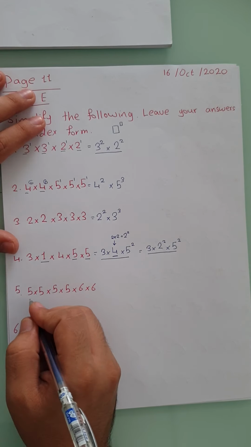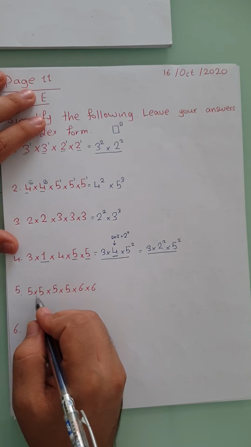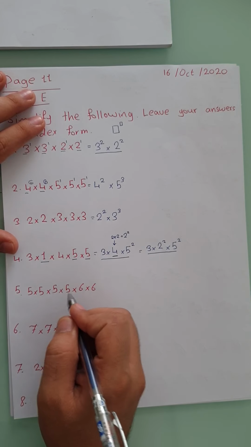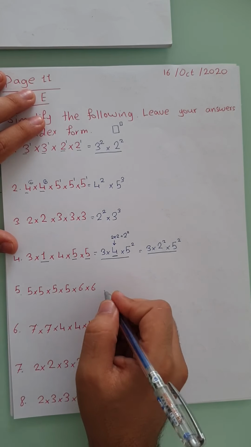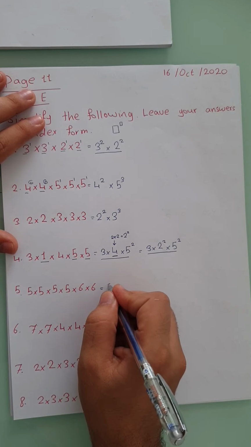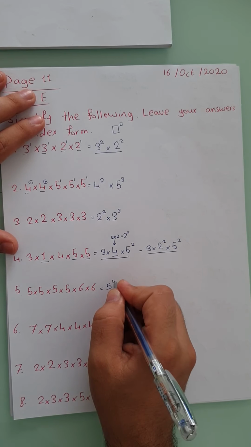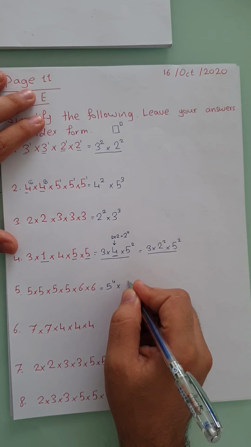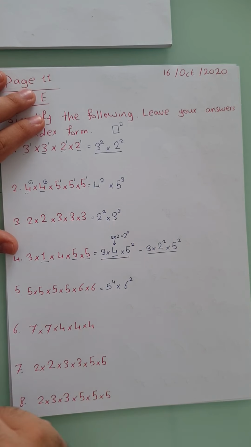Okay, let's go for the next question. Question 5 says 5 times 5 times 5 times 5 times 6 times 6. You know for a fact how many 5's we have here? 4, times how many 6's we have here? 2, so 6 to the power of 2.